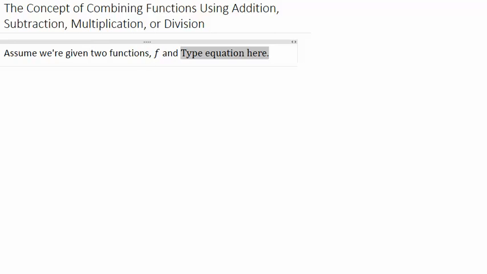In this video, we're going to discuss just the concept without examples. I'll do that in a different video, but the concept of creating these new functions out of old functions via arithmetic: addition, subtraction, multiplication, or division. So the first thing we have to do is assume we're given two functions. Let's call them f and g, could be any names.